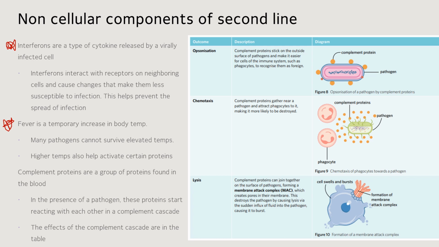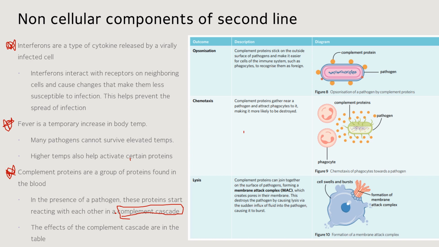The last one we have here is the complement. Complement proteins are like a gang that patrols around your bloodstream, and it sits there and waits for this sort of stuff. It loves it. Complement proteins are a big group of proteins, about 20 of them, and they just patrol around the blood as a little group and wait and wait and wait for pathogens to come. When a pathogen does come, these proteins start reacting with each other and cause something called a complement cascade. The complement cascade can have a variety of different functions and they're described in this table here.